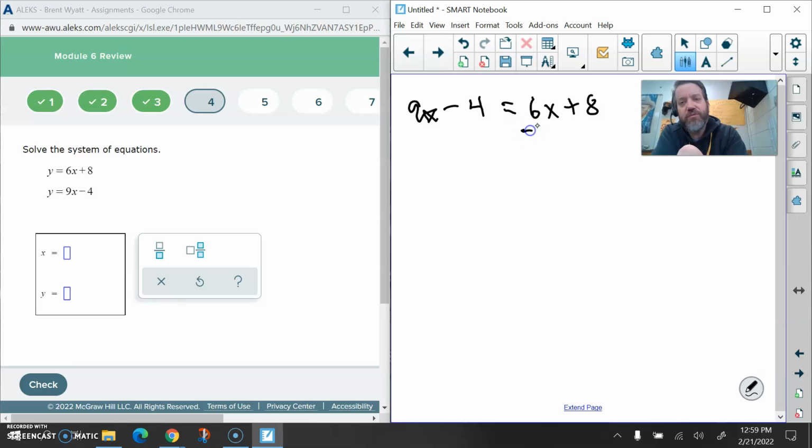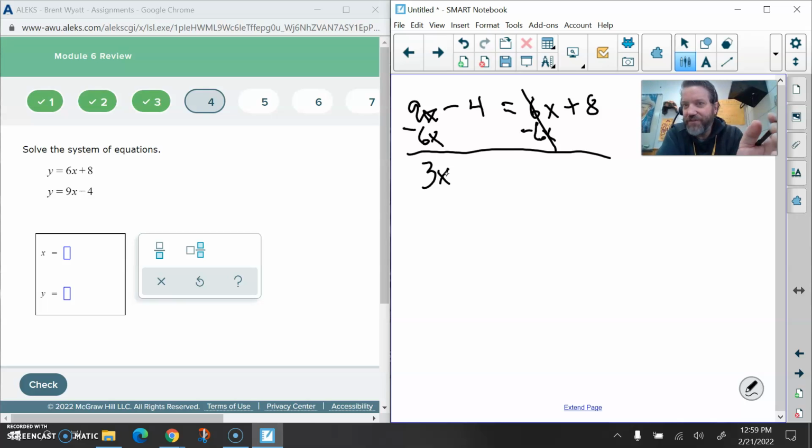And so I'm going to remove 6x by subtracting it here. 6x minus 6x is 0. But that means I also subtract 6x over here. And notice what happens, I end up with positive 3x here. And it's on the left side of my equation. I like that. So I have my x's on the left, and it's positive. So 3x, I still have the minus 4 here, and that equals 8. I still have the 8 over here.